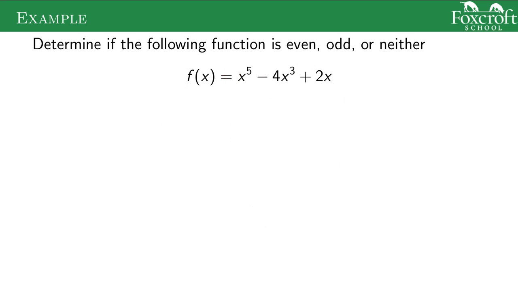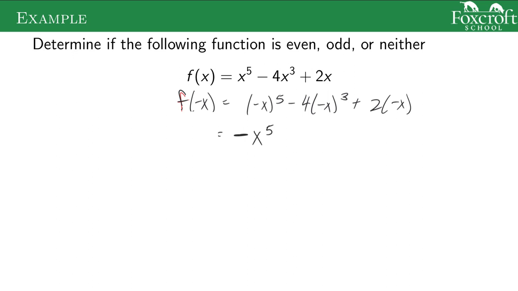Now we'll do one more example. Negative x to the fifth minus 4 times negative x cubed. Again, I'm just putting in negative x for all the x's. Negative x to the fifth, because 5 is odd, is the same as negative x to the fifth. Negative x cubed is the same as negative x cubed, and minus 2x. And these two negatives in the middle are going to cancel out.